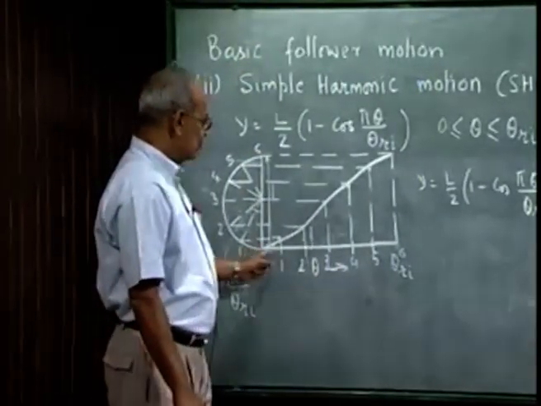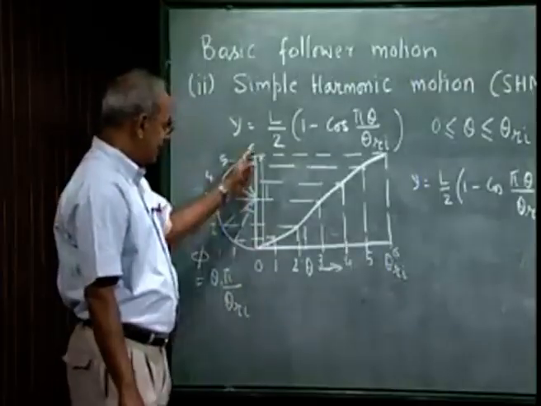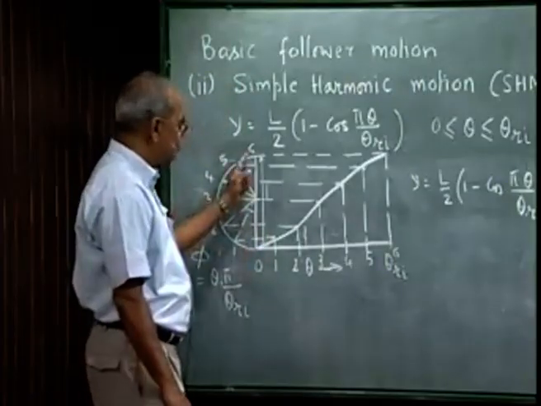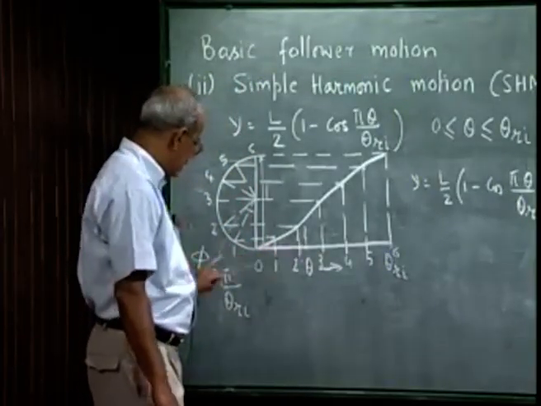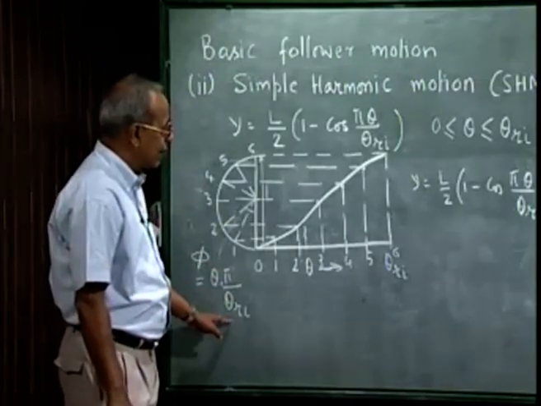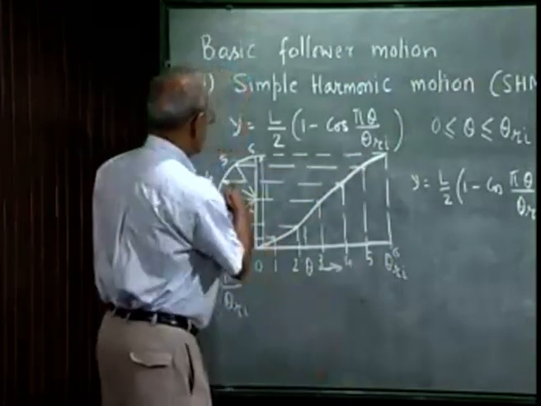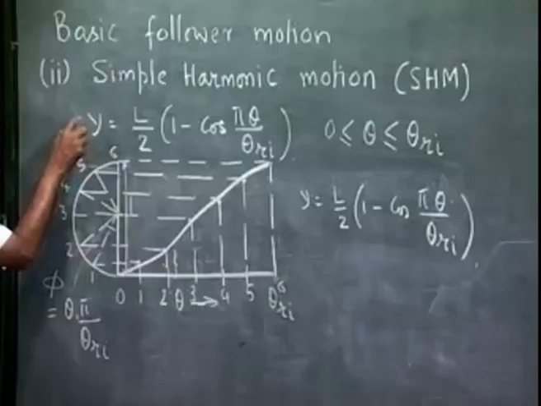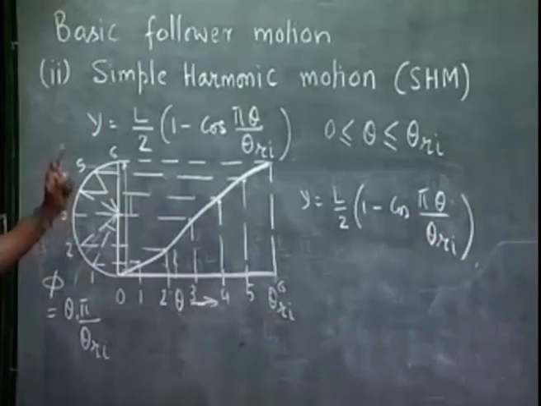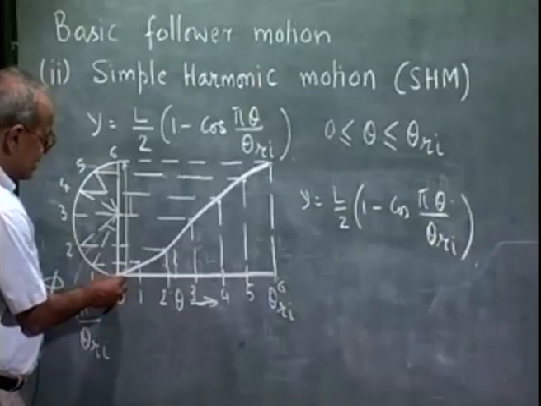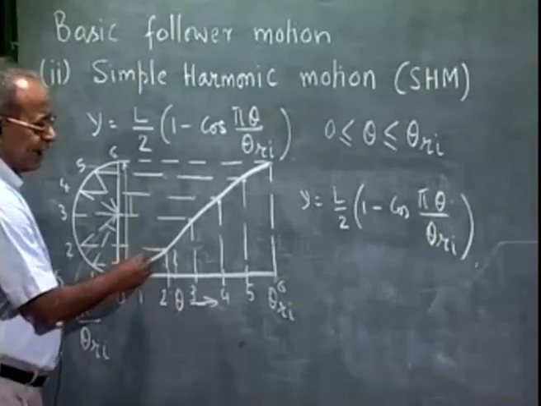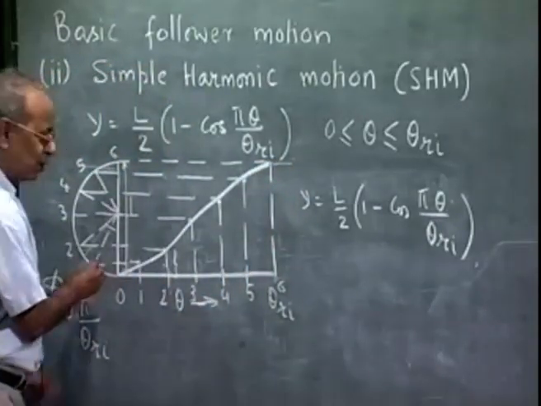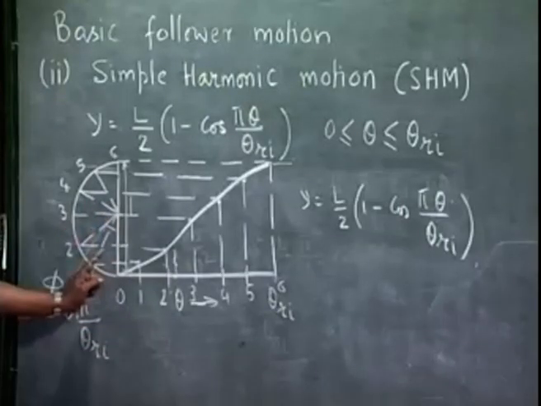as theta goes to theta Ri, phi goes to pi, and both start at 0. As theta goes from 0 to theta Ri, phi goes from 0 to pi. So, when theta takes up the value of theta, phi takes up the value theta into pi by theta Ri. So, this geometrical construction reproduces this equation. So, this is the displacement diagram and this is the displacement equation for simple harmonic motion, which has one difficulty, as I showed, that the acceleration is finite here at the beginning of the rise and so at the end of the rise also, but after that the acceleration is 0, before that the acceleration is 0. So, there is a sudden change in the acceleration.